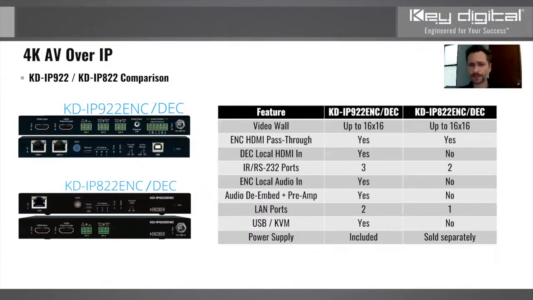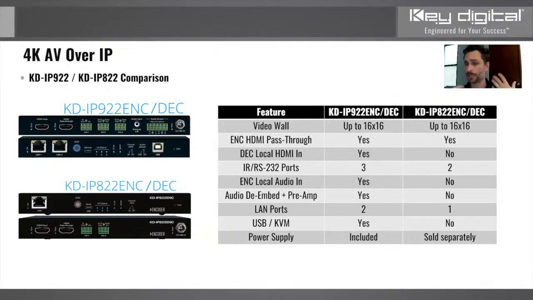So a quick side-by-side comparison: both video wall capabilities within the 822s, 922s, all equal. Both encoders, 822s and 922s, have an HDMI pass-through. So that's really great for your presentation applications where you might want to have a confidence monitor right in front of you. On the 922 decoder, there is a local HDMI input as well.